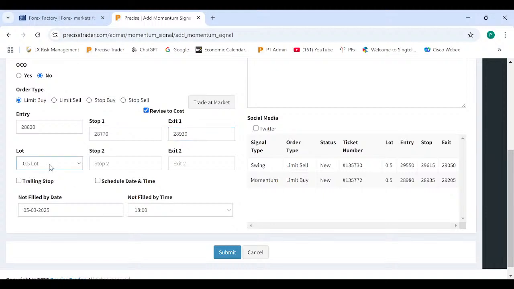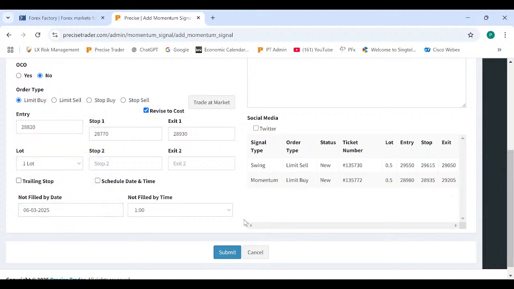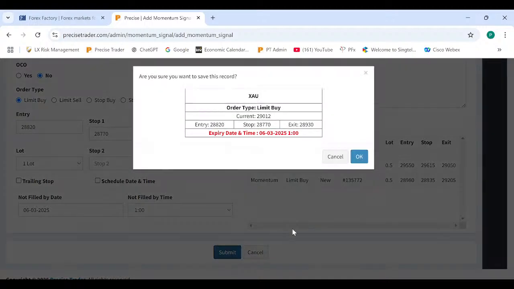We should not be greedy on this trade. So this trade we are going to give until 1 o'clock, 1 a.m.